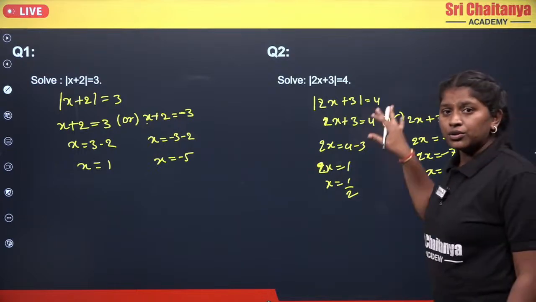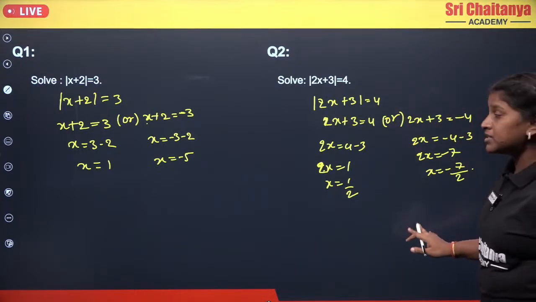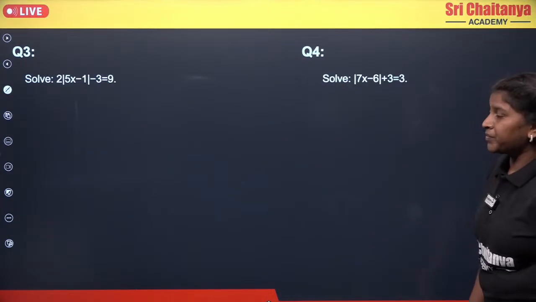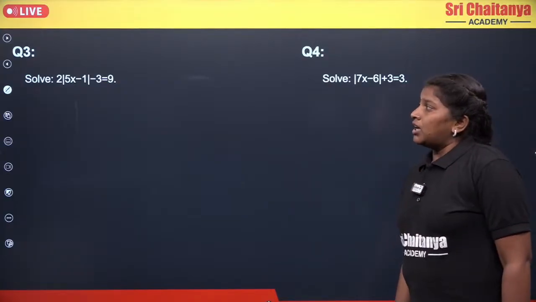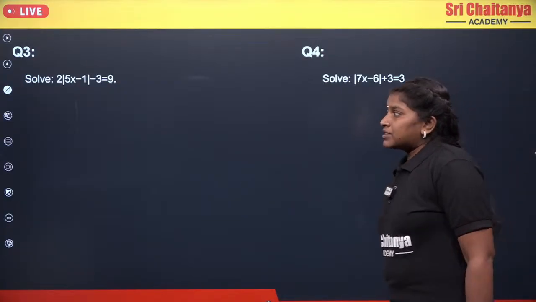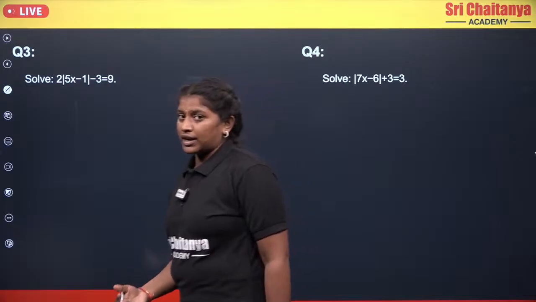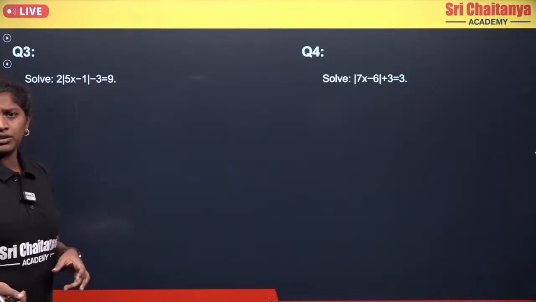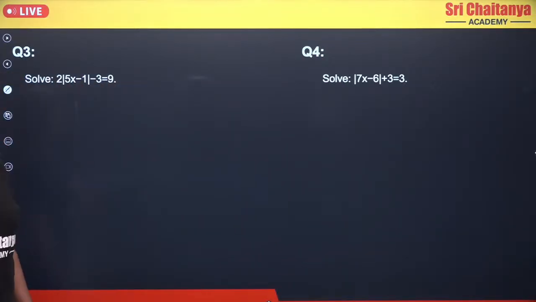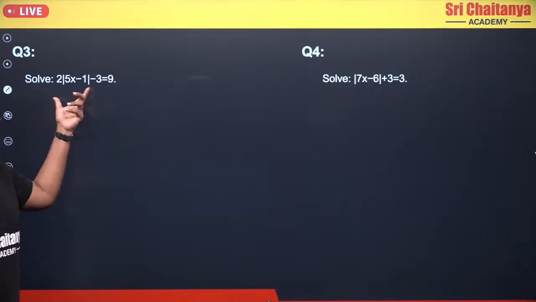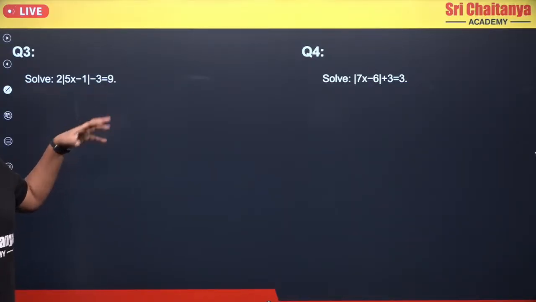So this is how we are going to simplify the given modulus problems. So let's solve some more questions. Coming to the next one, solve 2 into modulus of 5x minus 1 minus 3 equals 9. Whatever quadratic equations or polynomials you are having, you are just going to transpose them and find the value.